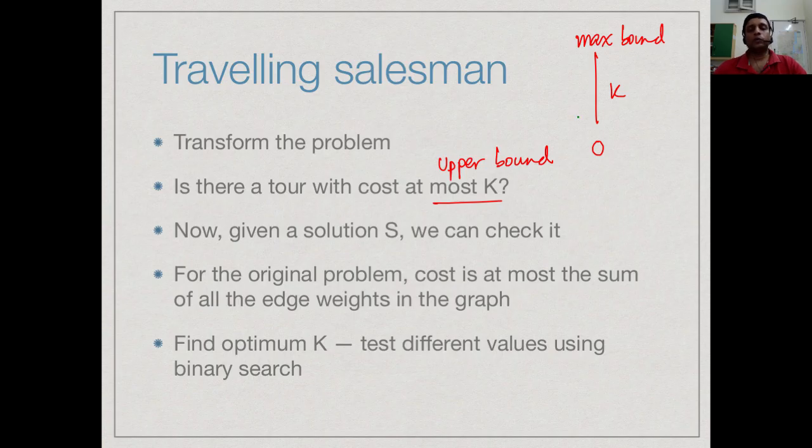Now what we do is, in this range we do binary search. So we first check, is there a tour whose cost is midway? If there is, then I will now check below, is there a tour of cost half of that?